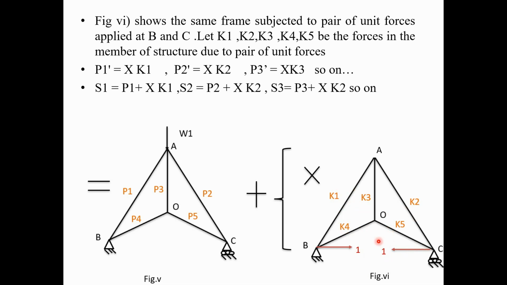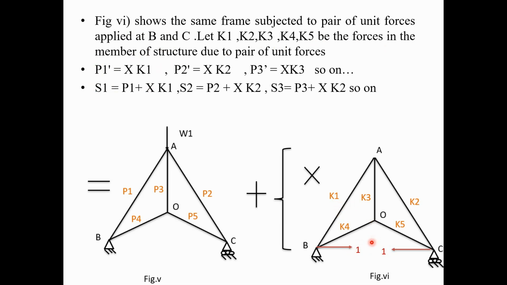We are finding the effect of these unit forces on the members, and then we multiply that effect with the unknown force X. So we get the force in the members because of the application of X forces at B and C. So K1, K2, K3, K4 and K5 are the forces in the members of the structure due to the pair of unit forces. So when you have to find P1 dash, P1 dash is the force in the member because of the application of the pair of forces X at B and C.